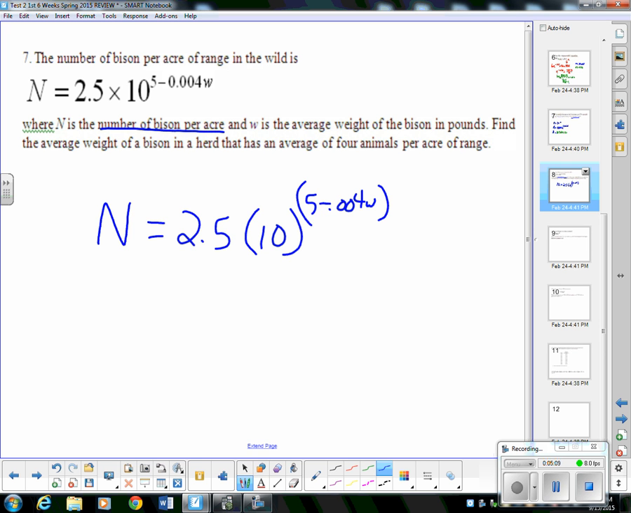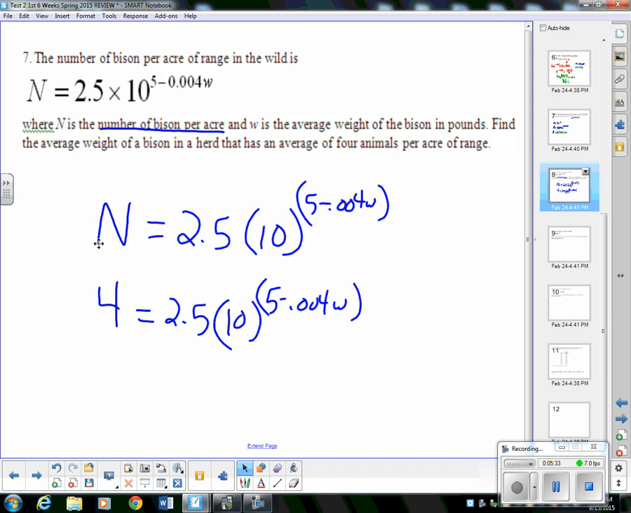So the question says, find the average weight, or in other words, find W, of a bison in a herd that has an average of 4 animals per acre. Well, remember, N is the number of bison per acre. So the average is 4 bison per acre. That's the expression you want to work with right there. 4 is equal to 2.5 times 10 raised to the 5 minus 0.004W.